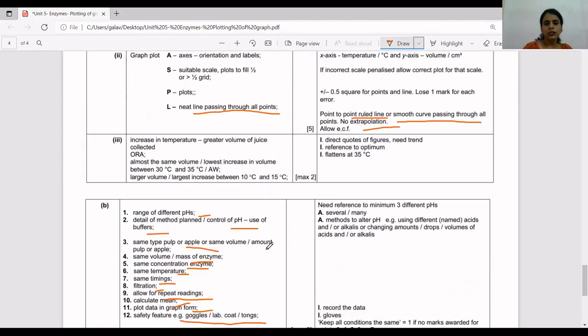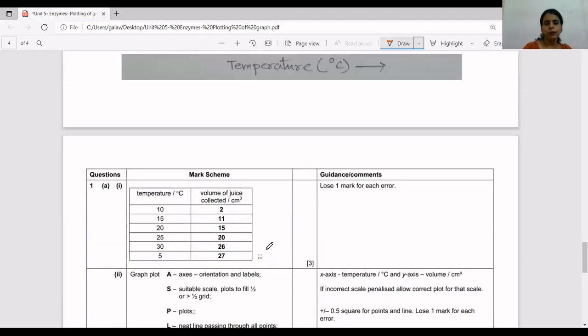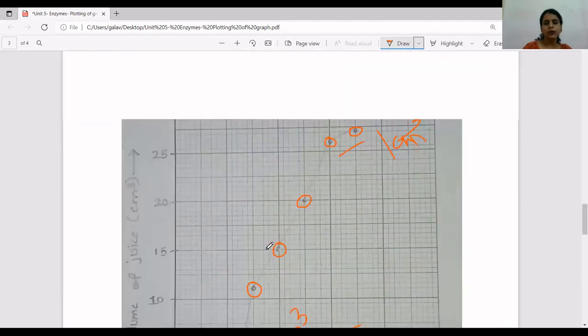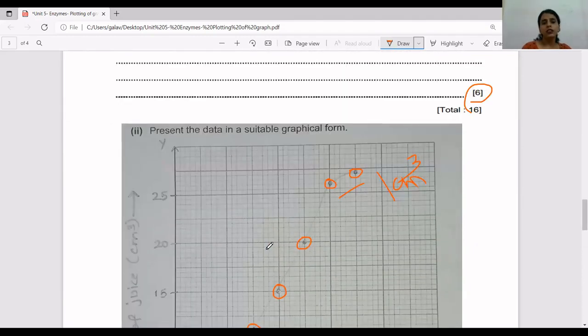So we have discussed this entire question from paper number 6. I hope you guys are clear with the plotting of the line graph.